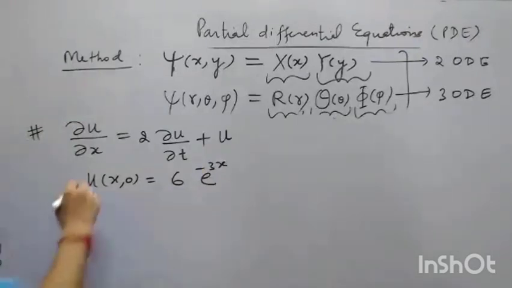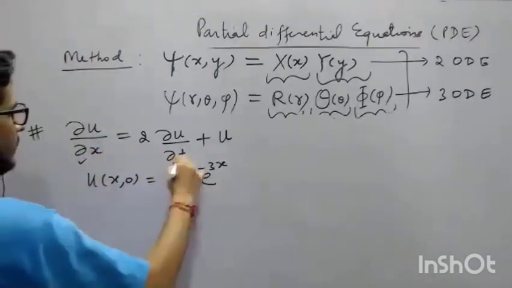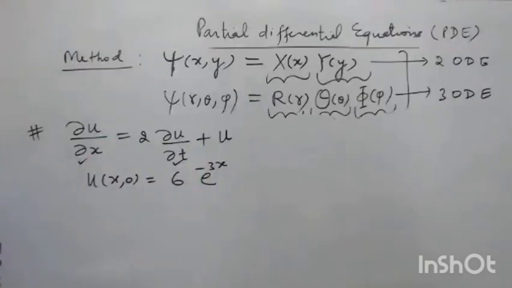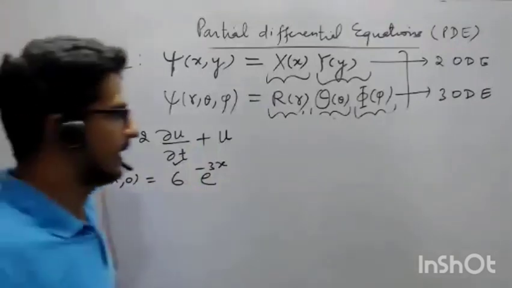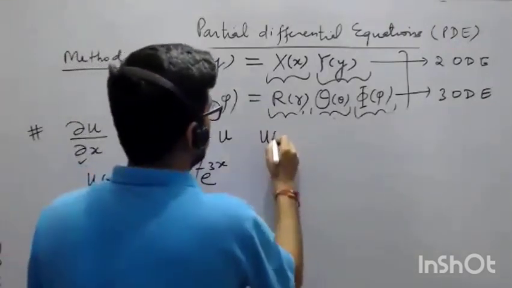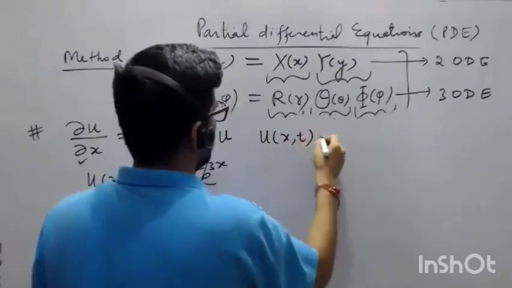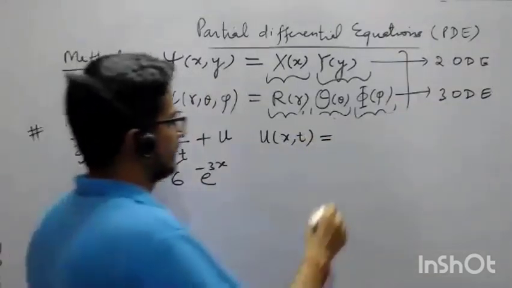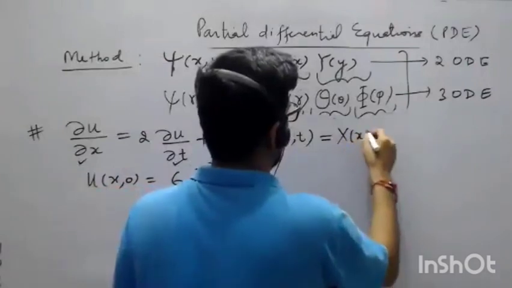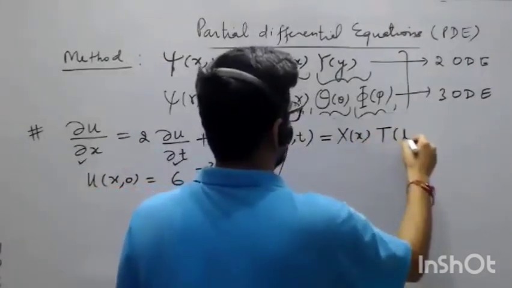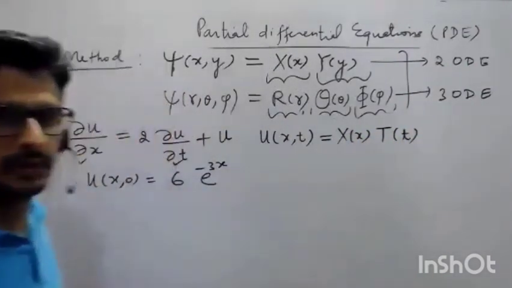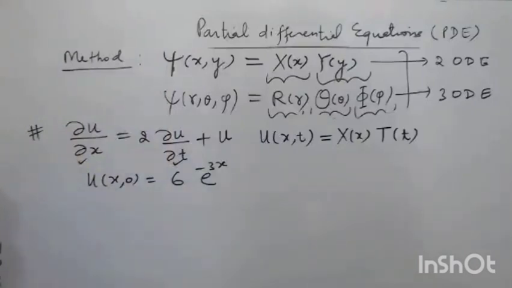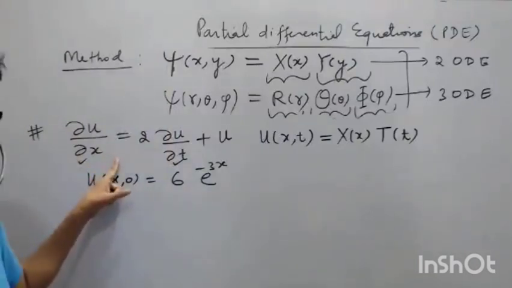So you can see there are two independent variables, x and t. So you can decide that u is function of x and t. Two independent variables are there. So this equation is partial, not ordinary. So the method says write this as capital X as only function of x and capital T as only function of t. Substitute back in this equation.